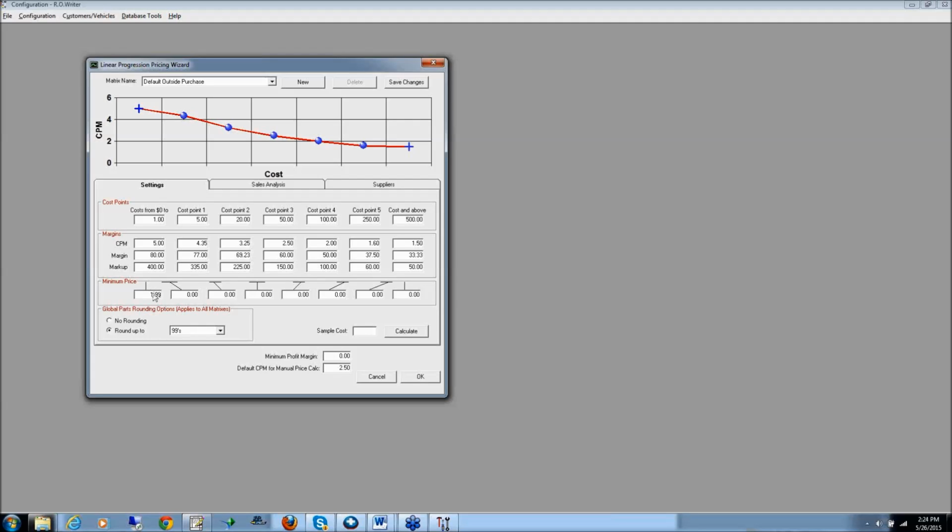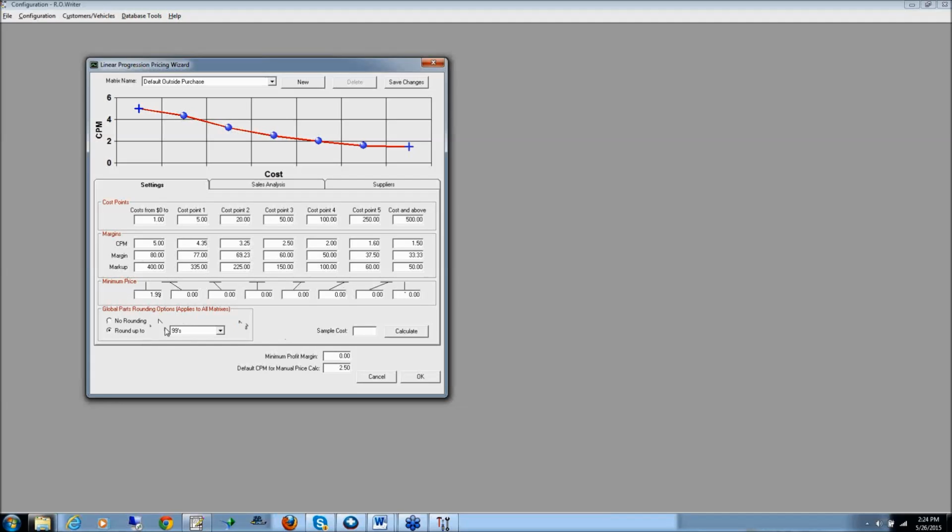If a part costs me 60 cents, then we multiply that times 5, and that works out to be $3. So the system says, well, that exceeds the minimum, so therefore it's going to be $3 as the selling price for that part. So the minimum price is most applicable in that bottom range, but we'll talk about how it can apply to other matrices here in just a moment.